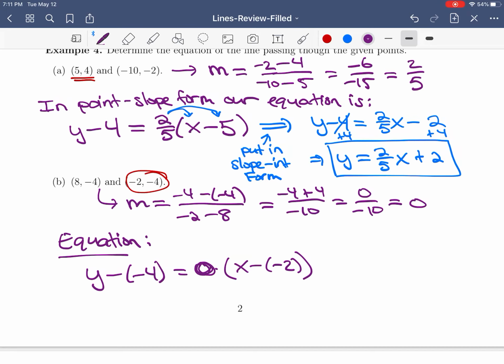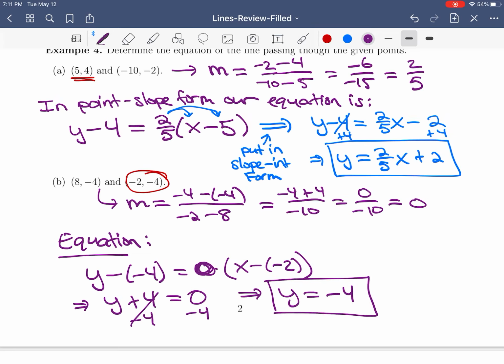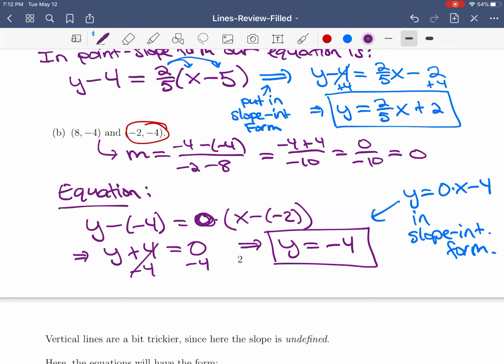Okay, so that would be an equation for the line, but because of the 0 in particular, we really want to simplify this. So this is y plus 4. 0 times anything is just 0. So that's 0, which means that if I move the 4 to the other side, y should be negative 4. This is actually the equation for the horizontal line, and in fact it's in slope-intercept form, because you could think about it as 0 times x minus 4. It's just that the slope is 0.